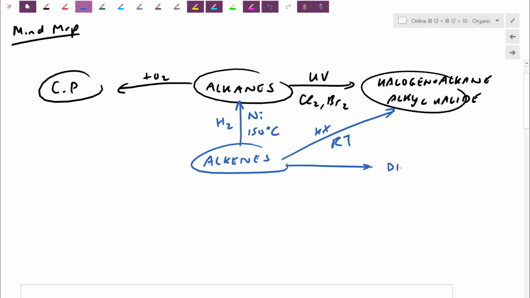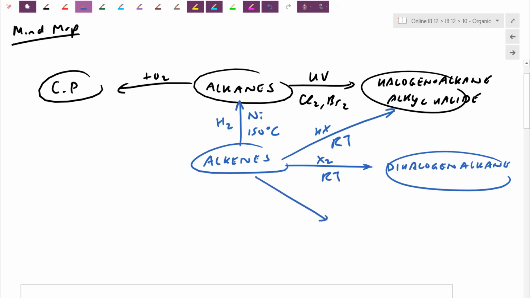Alkenes can end up forming a dihalogenoalkane. If I add just an X2, so Cl2 or Br2, that also occurs at room temperature, so that just adds across the double bond. We found alkenes can react with other alkenes like it. They can end up forming polymers. They end up repeating n times. A lot of plastics and nylons are actually polymers. It's the same monomer repeating unit that goes again and again.